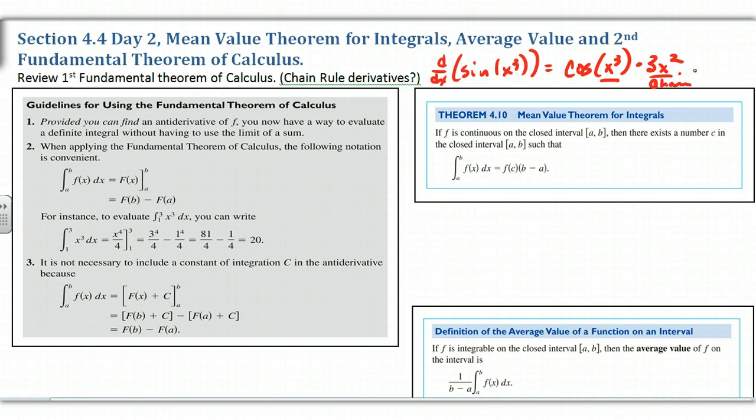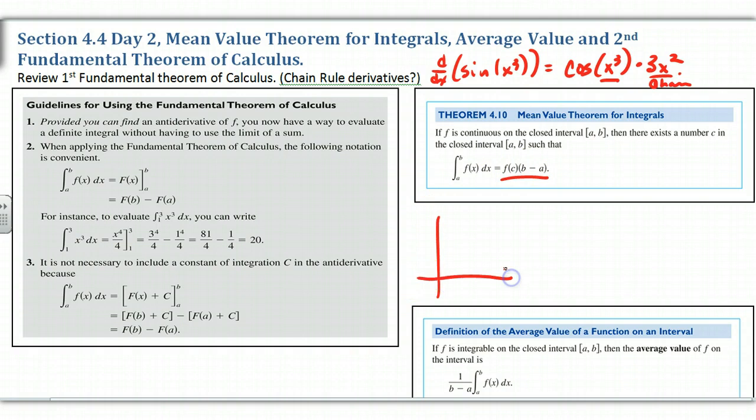So what are we doing today now? Well, this theorem, 4.10, says that we have a mean value theorem. If f is continuous on the closed interval a to b, then there must exist some number c in the closed interval a to b such that the integral is equal to this. Now what is this? Well, b minus a is a length, and this is a height.